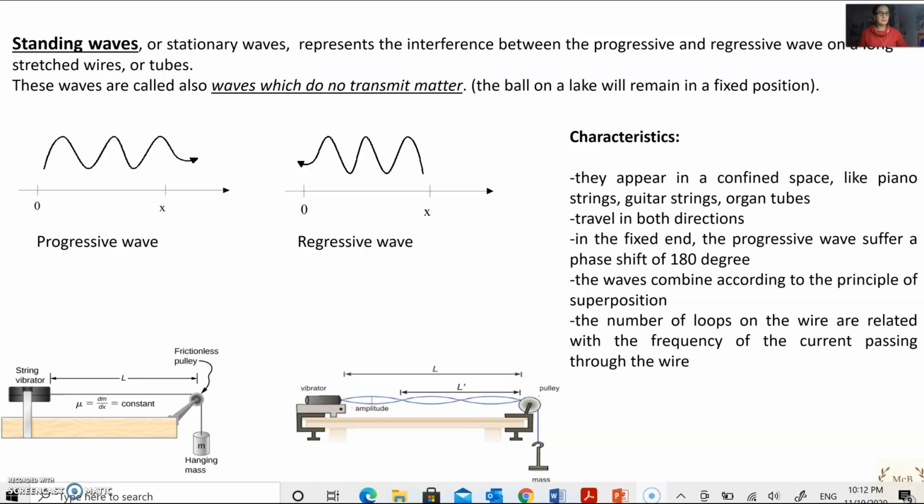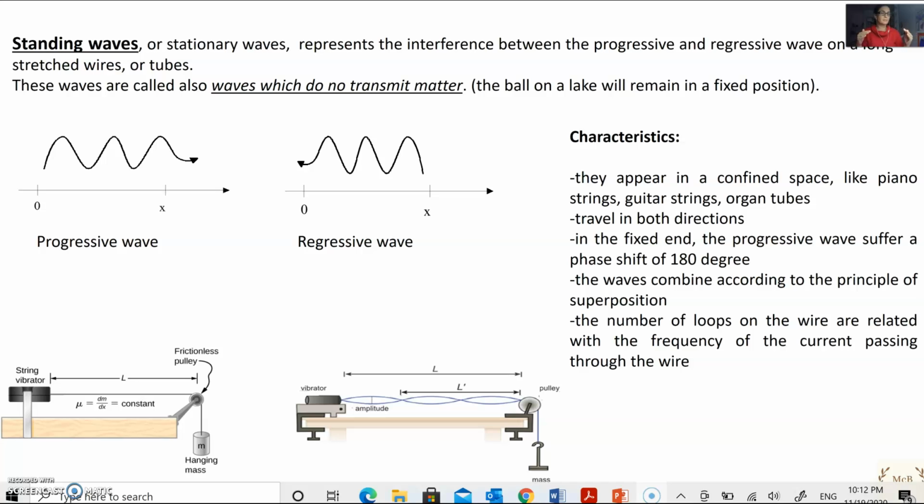What is very important to understand is that they appear in a confined space, like piano strings, guitar strings, or organ tubes. They travel in both directions, progressive and regressive, and at the fixed end they suffer a phase shift of 180 degrees.